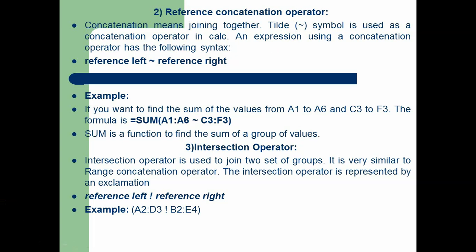So how can we use the concatenation operator, the reference operator? For example, if you want to find the sum of the values A1, A6 and C3 to F3, then you can use the formula sum of A1, A6. Here we use the reference range operator and we also use the concatenation operator. Because of this concatenation operator, the results of this range and this range, all the results of the two ranges, are added and displayed in a single cell.